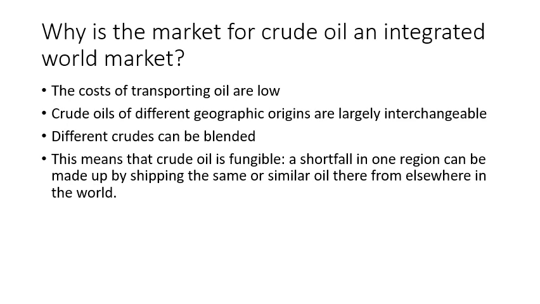Crude oils of different geographic origins are largely interchangeable, meaning that if you're a refiner, you can purchase crude oil from the US or you can purchase it from Venezuela. You don't care. You're going to purchase the one that is the cheapest price. Different crudes can be blended. So if you need more crude than one country is providing, you can blend crudes from two different countries. This means that crude oil is a fungible resource. A shortfall in one region can be made up by shipping the same or similar oil there from elsewhere in the world.